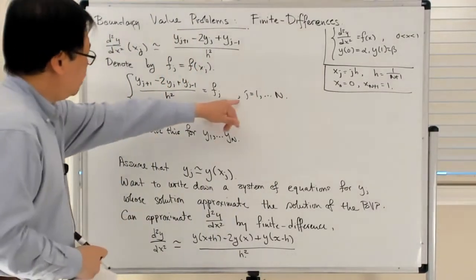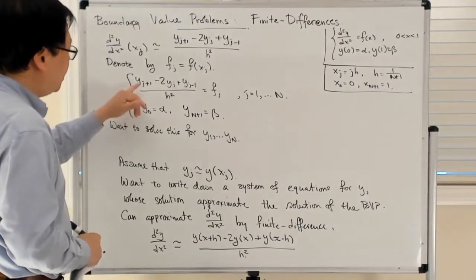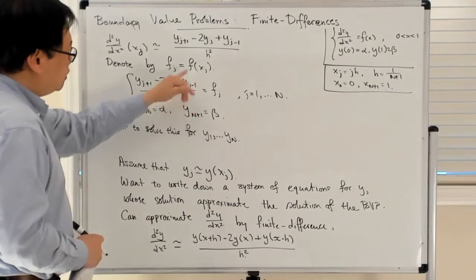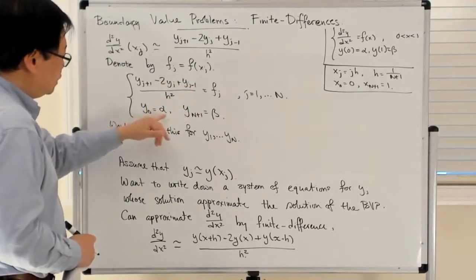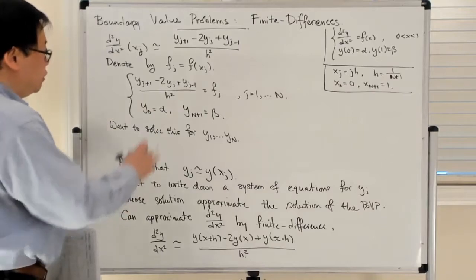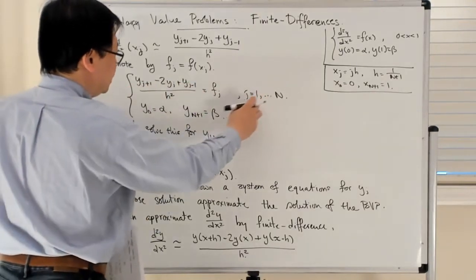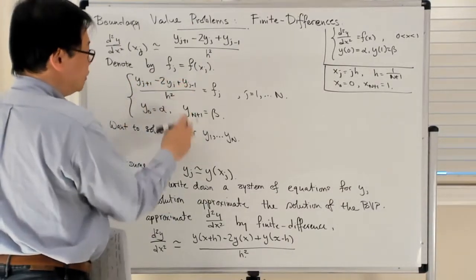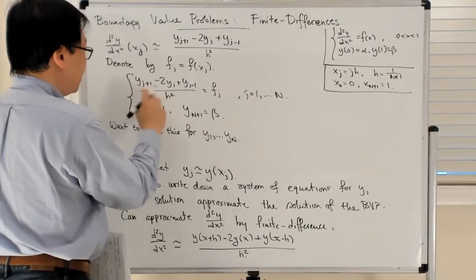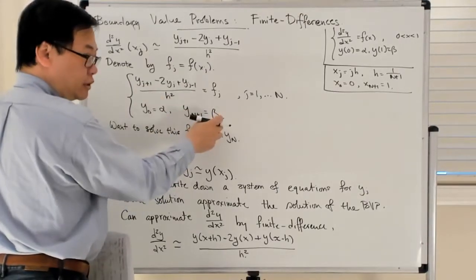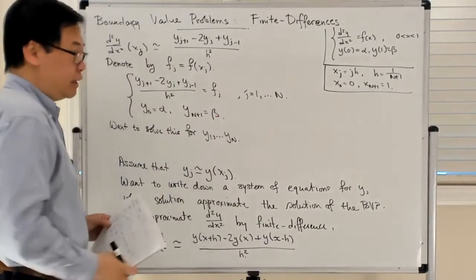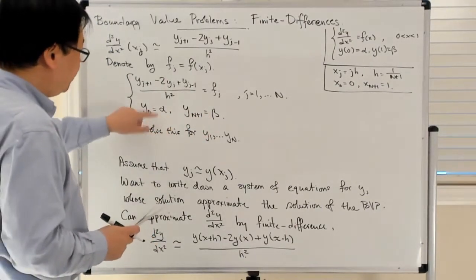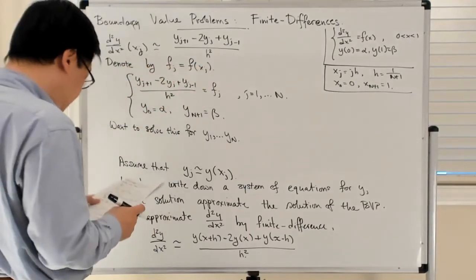If j was equal to 1, then this equation in particular would involve y1, y2, and y0. So you need the y0 from the boundary data in order to write down the system. Similarly, if you have j equal to n, then this would involve yn plus 1, yn, and yn minus 1. So you need the yn plus 1 term here, corresponding to beta, again to write down that equation. So that's where the boundary data enters into that system of equations.